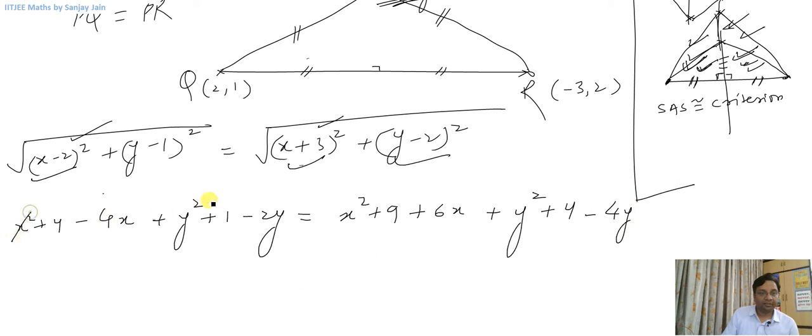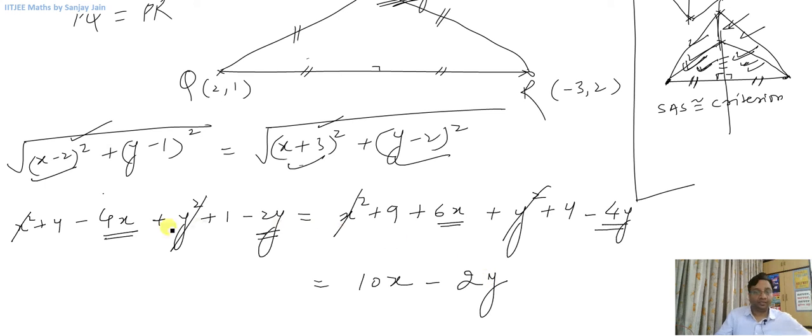So x squared and y squared will cancel on both sides. And minus 4x and 6x will become 10x on the right hand side if I bring it over, and minus 2y if I bring it to the right hand side, and this is minus 4y. So minus 4y plus 2y will become minus 2y. And this is 4 plus 1, 5. So if I bring this 5 to the right hand side, I have already got 9 plus 4, 13 here. So 13 minus 5 will give me 8 here, and it is equal to 0.